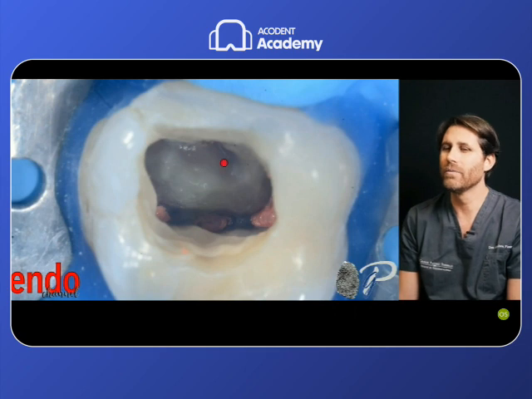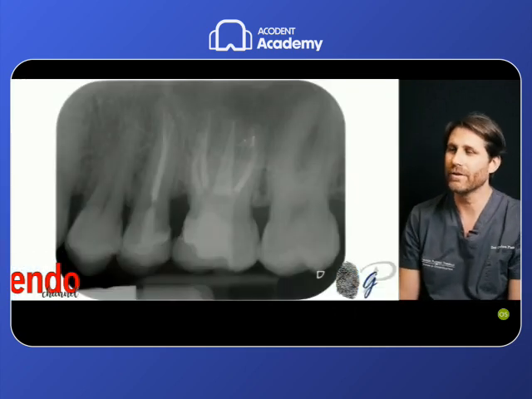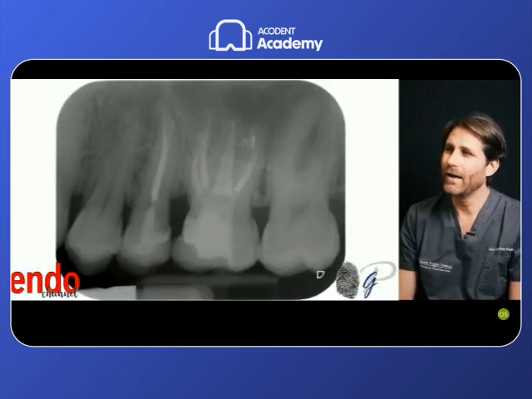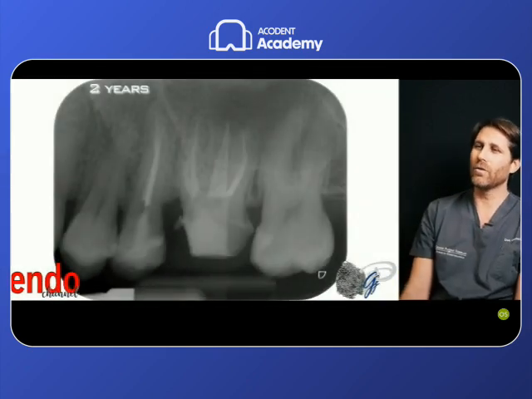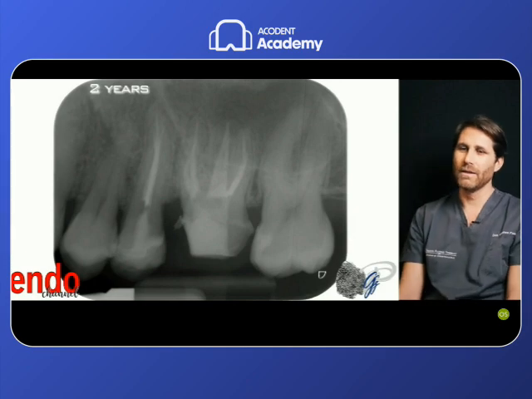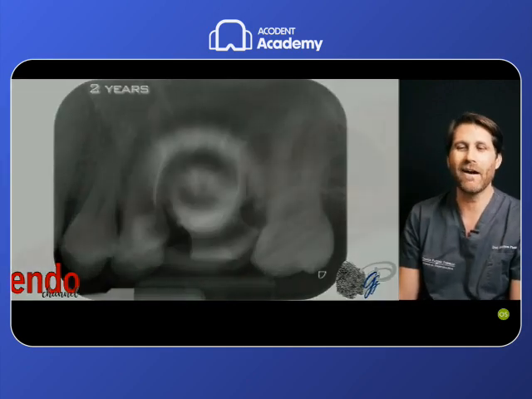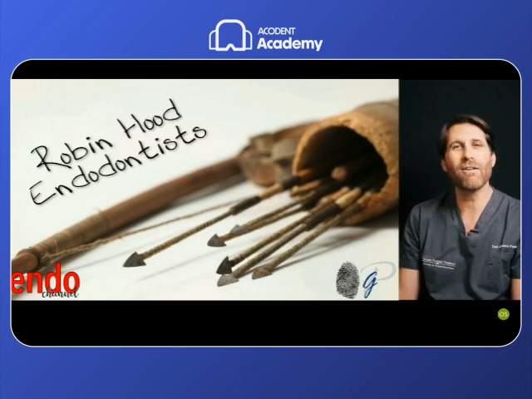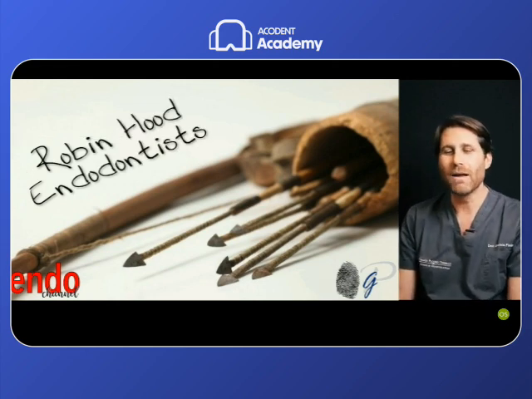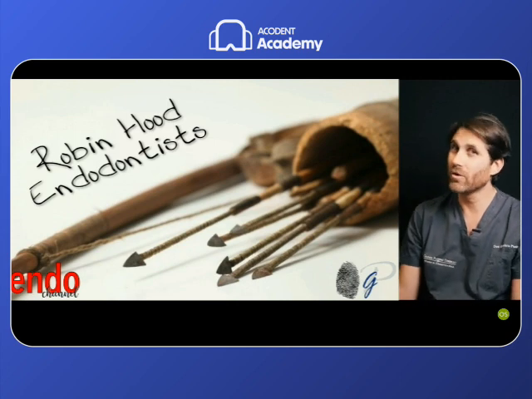Here there are the 2 mesiobuccal root canals. This is after the reconstruction, and after 2 years we are going to perform a prosthetic treatment. So I like to define myself as a Robin Hood endodontist, because I like to use all the arrows that I have in my bag to solve the most difficult cases.